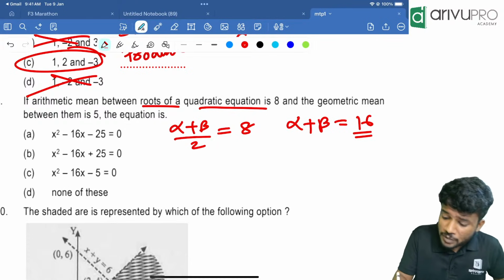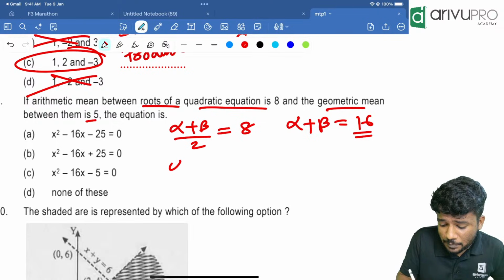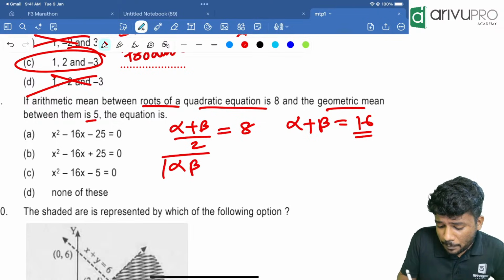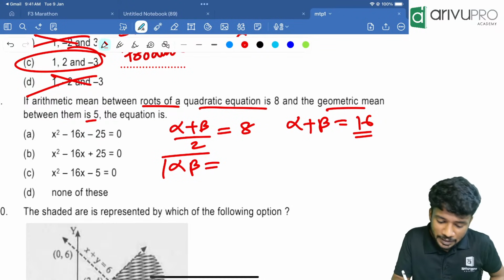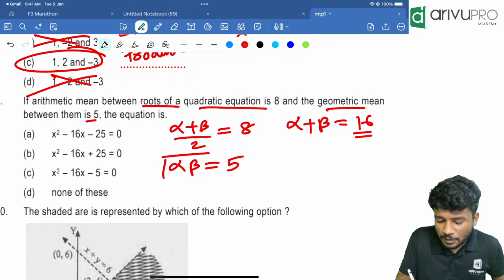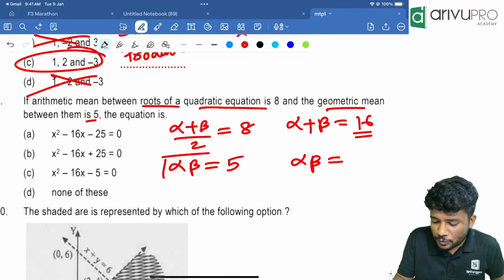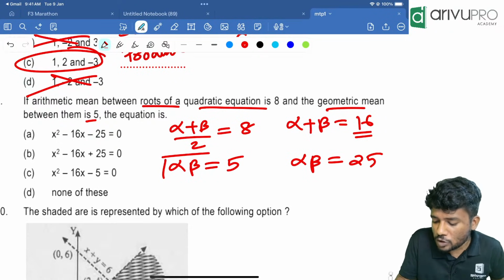Previous year question only. The geometric mean between them is 5. That means root of alpha beta, that means the product of alpha and beta is equal to how much? The root of the product of alpha and beta is 5. From that, find alpha beta. The product of the roots is how much? Square both sides, which is 25.